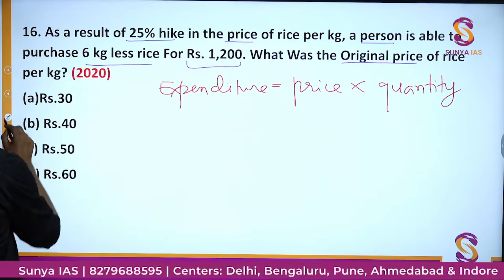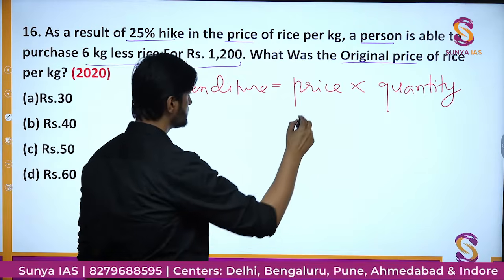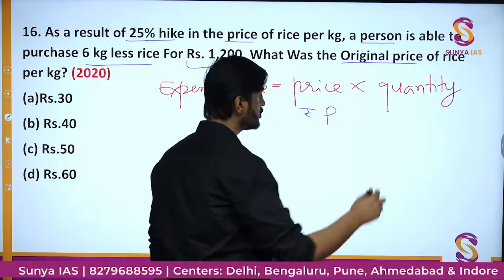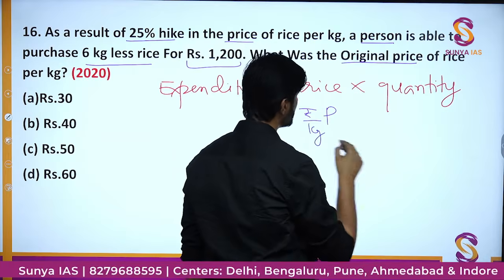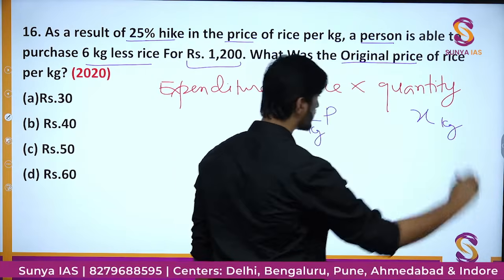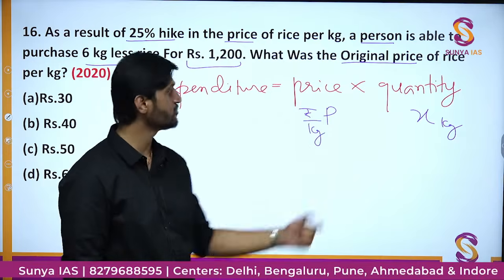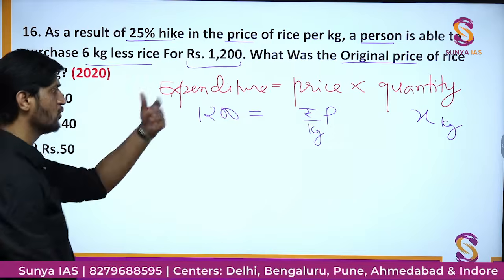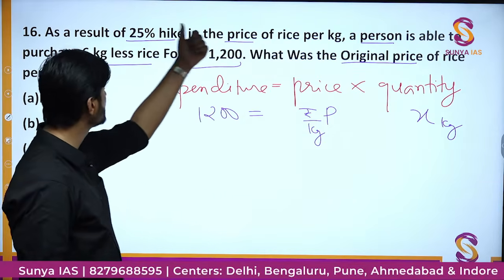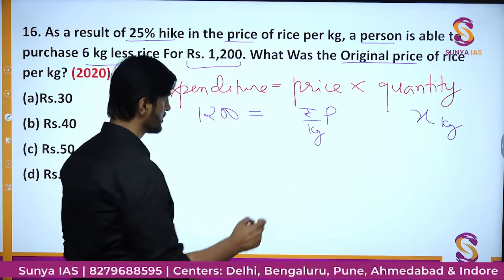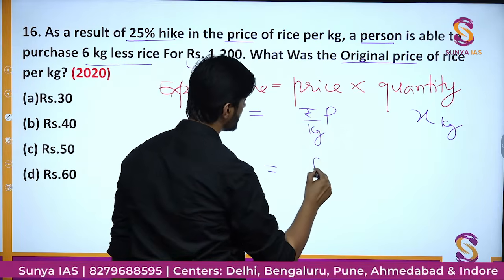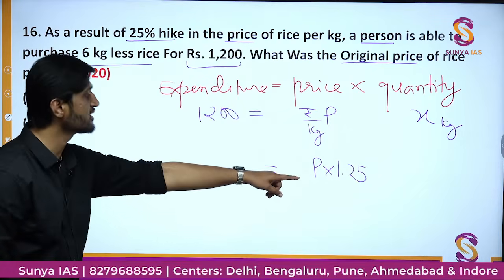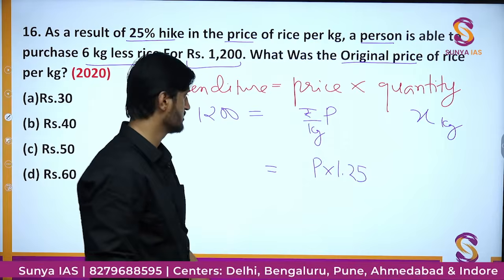Here let's say the initial price was rupees P per kilogram, and the quantity he was purchasing was X kilograms. And how much money did he have to spend? He had to spend only rupees 1200. But now the price has increased by 25%. So you will say the new price is nothing but P into 1.25. I have directly multiplied with 1.25, which signifies nothing but a 25% increase.